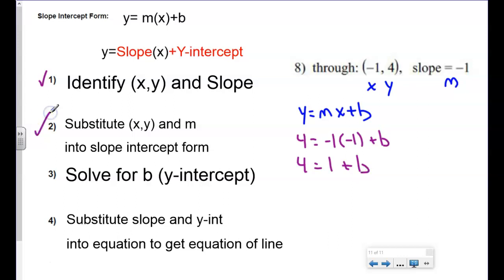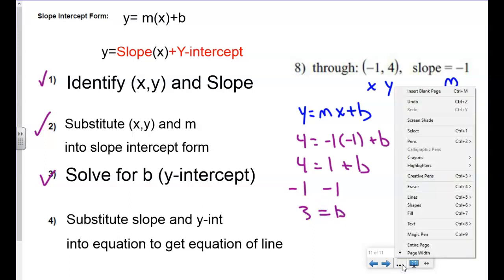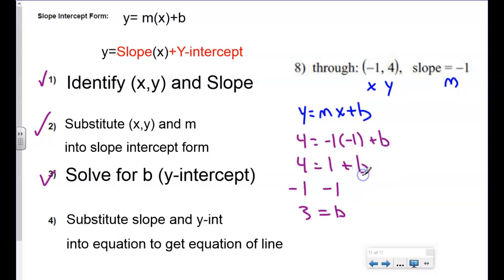All right, then we're trying to solve it. Subtract 1, subtract 1. You guys got 3 equals b. So your final equation is y equals -1x plus 3. Okay. So what I'm going to ask you guys to try to do for me is try questions 9 and 10, and I'll show you guys the answers on the next video.